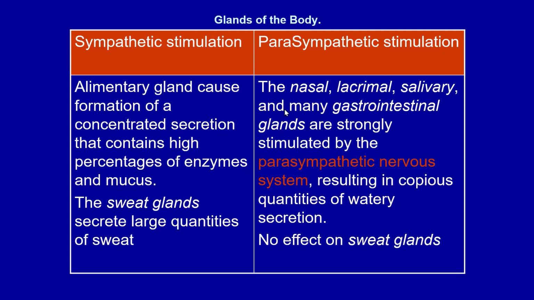In the parasympathetic case, the nasal, lacrimal, salivary and many gastrointestinal glands are strongly stimulated by the parasympathetic nervous system. When people are taking spicy food, they have lacrimal discharge or tears from the eye, or nasal discharge, and excessive salivation. It is due to the stimulation of the parasympathetic nervous system, resulting in a copious quantity of watery secretion, with no effect on sweat glands. Here in sympathetic stimulation, there is excessive sweating. In exercise, you can see that a person sweats a lot, but in resting condition, there is no sweating, and in resting condition, the parasympathetic system is activated.